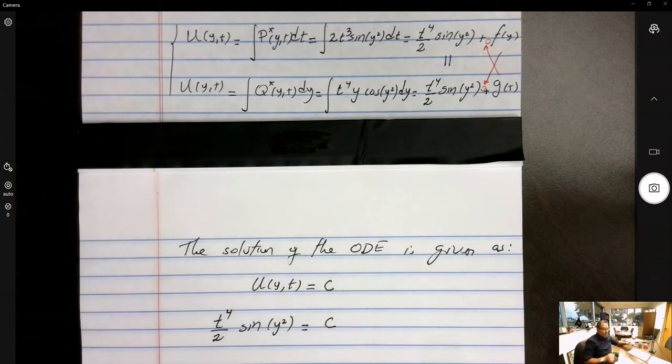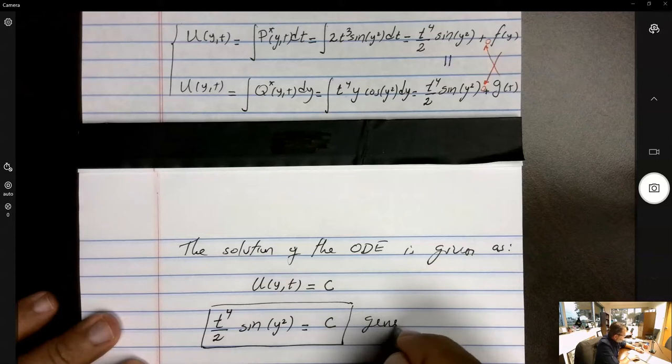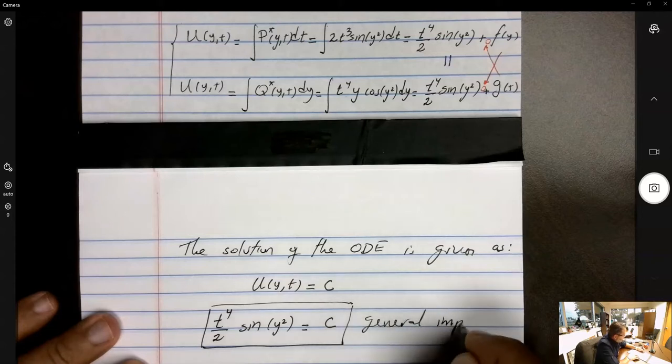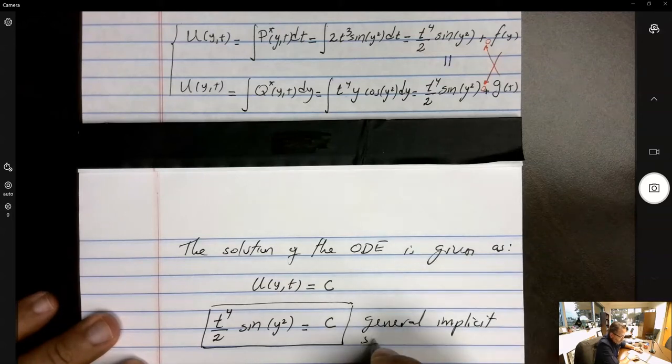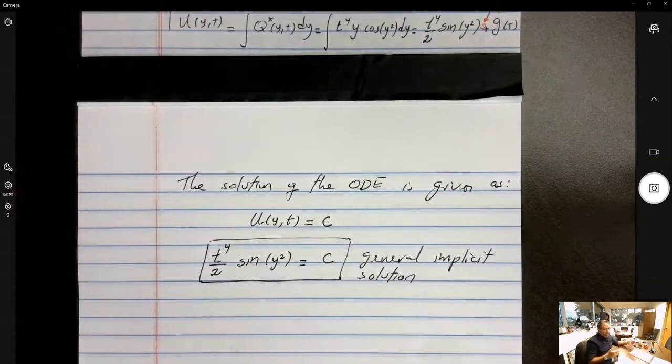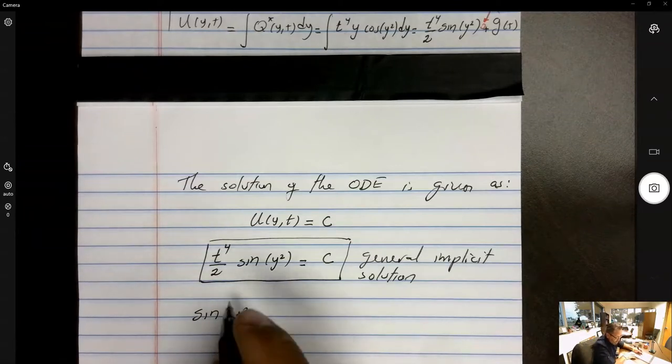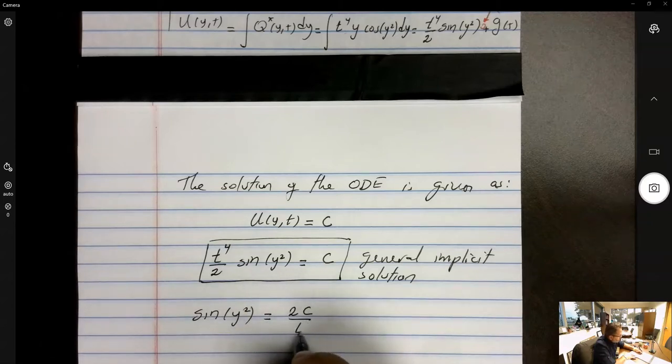And somehow, well, this is a solution. This is a general implicit solution. Can I find an explicit solution? Can I somehow isolate the y out of these? Well, let's try it. I can say that sine of y squared is equal to 2c divided by t to the 4th. It looks like I can.